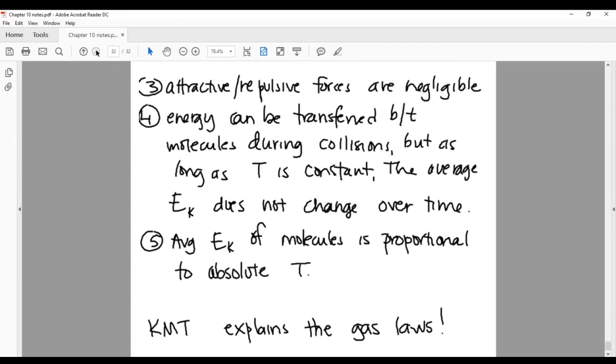And then finally, the average kinetic energy of the molecules is proportional to absolute temperature. We talked about this last week too. When we increase the temperature, we are adding heat. Heat is a form of energy. So if we increase the temperature in our container of gases by adding heat, then our average kinetic energy is going to increase. Likewise, if we decrease the temperature, then our average kinetic energy decreases. So it's proportional to absolute temperature.